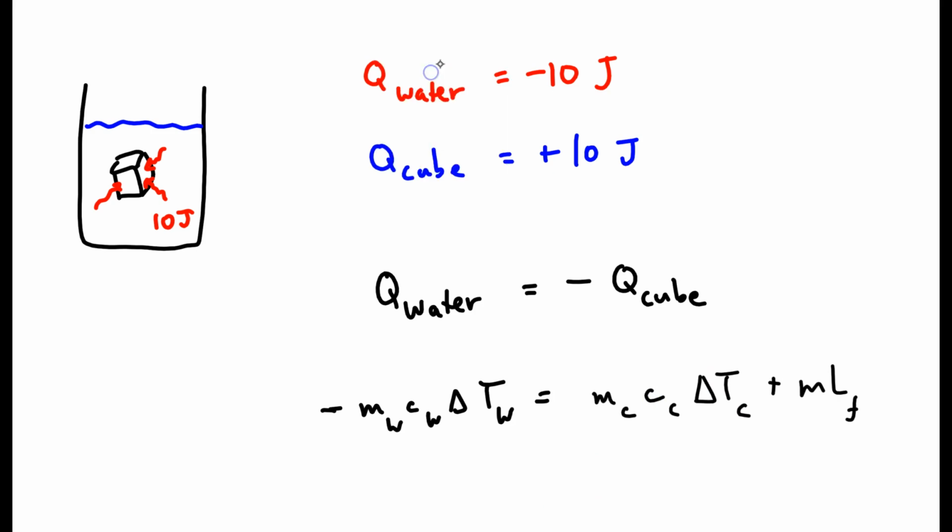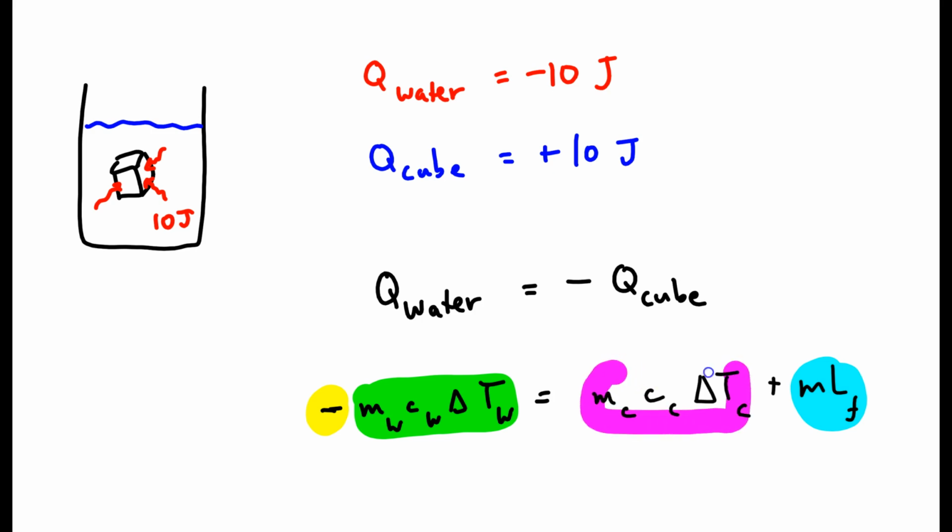Take a moment to appreciate what's on each side. The negative sign is because the gain of one object is a loss of heat by the other. On the left, we have mcΔT for the water, because the water only changes temperature. On the right side, what do we have for the ice cube? Well, we have mL because the ice cube is melting in this hypothetical scenario.